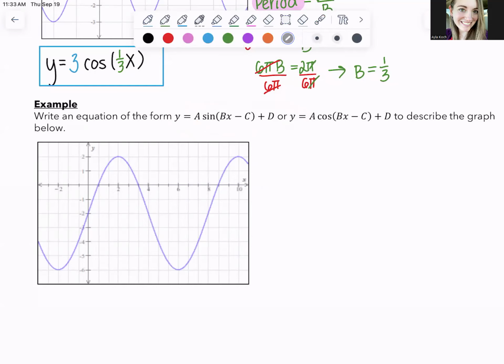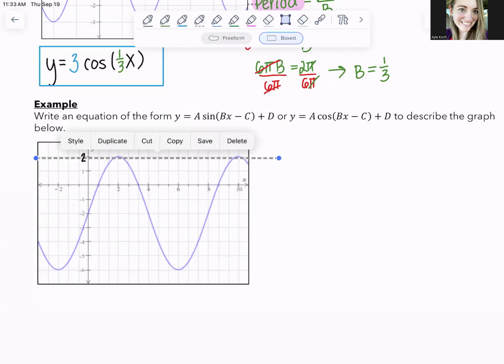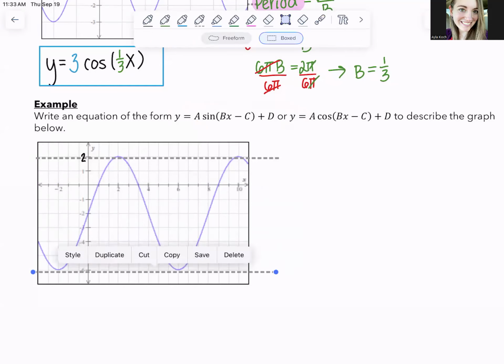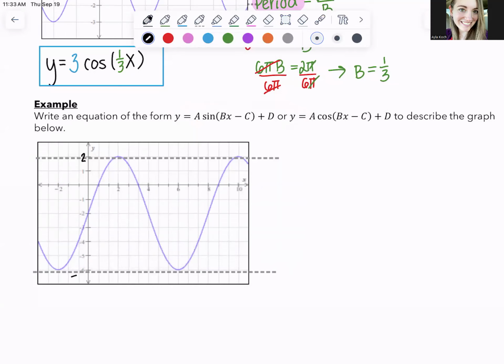We know that the top of the function is at 2. We know that the bottom of the function is at -6. Right? The distance between 2 and -6, that's the same thing as doing 2 minus -6, which would be 8. There's 2 here, there's 6 here. The total distance between the two of those is 8.